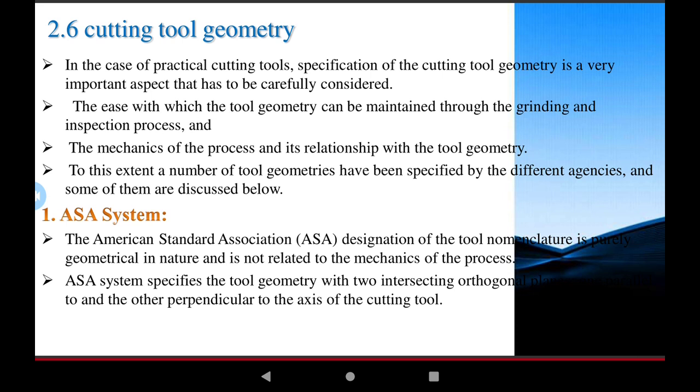Let us find out the definition. The ASA system, the American Standard Association, designs the tool nomenclature as purely geometrical in nature and not related to the mechanics of the process. The American Standard Association system specifies the tool geometry with two intersecting planes, one orthogonal and the other perpendicular to the axis of the cutting tool.